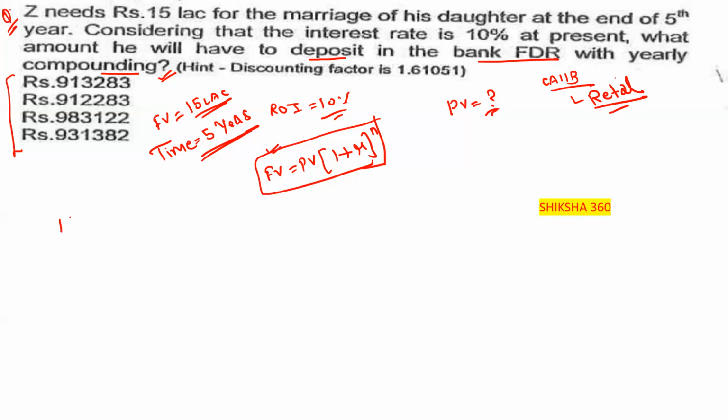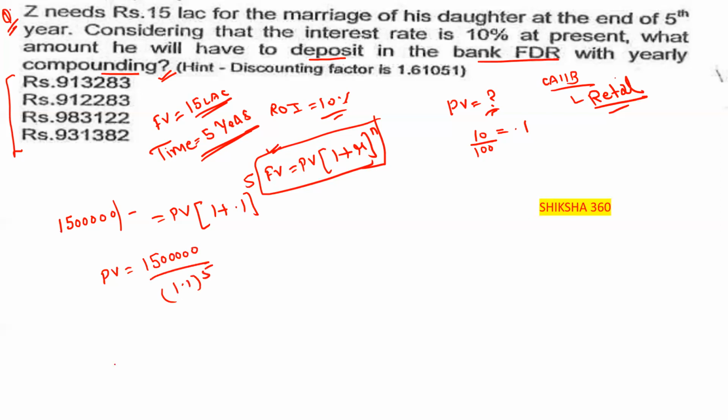Here future value they have given is 15 lakh. Present value we have to find, into (1 plus 10 upon 100, that is 0.1), so (1 plus 0.1) power 5. So present value is equal to 15 lakh upon 1.1 power 5. Now we have to find out the present value. So please calculate fast, what is the answer?